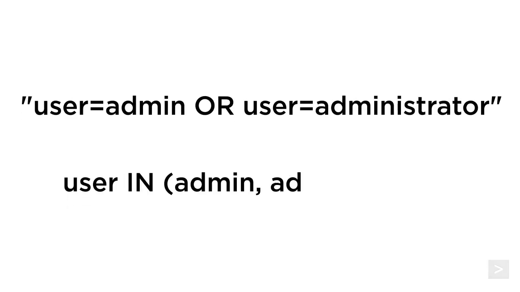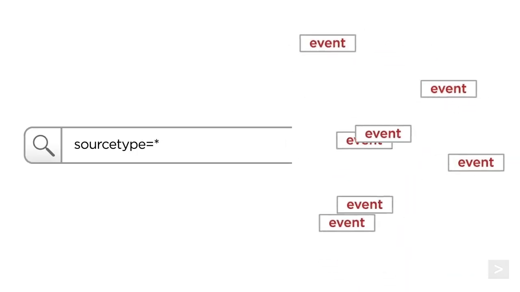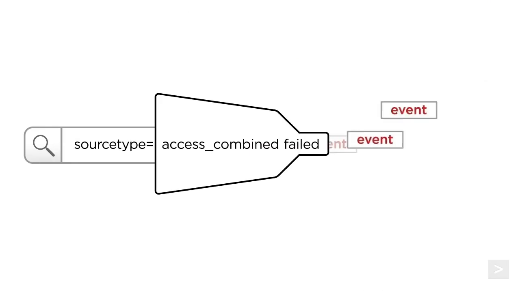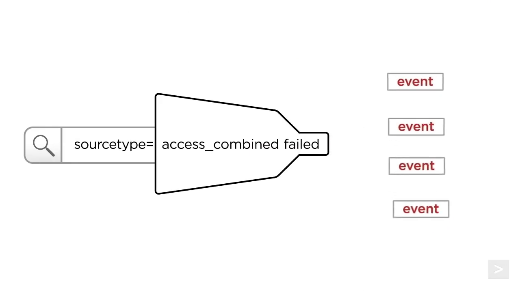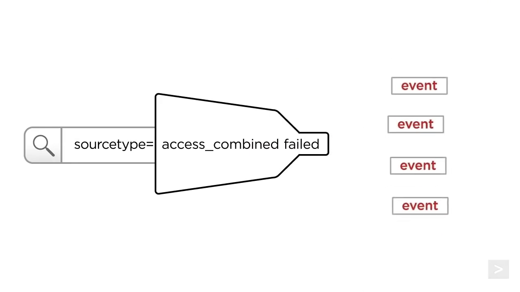When possible, use the OR and IN operators instead of wildcards. Apply filtering commands as early as possible in your search. Filtering early limits the number of events, making future manipulations of the data faster.